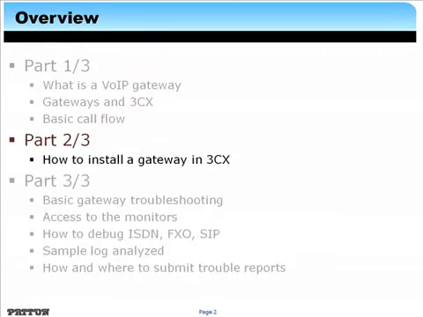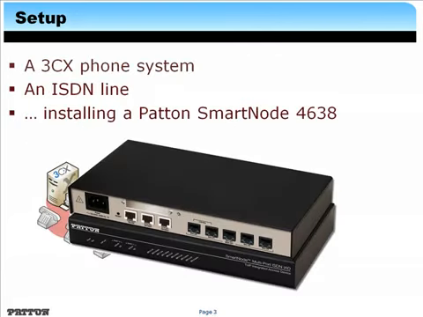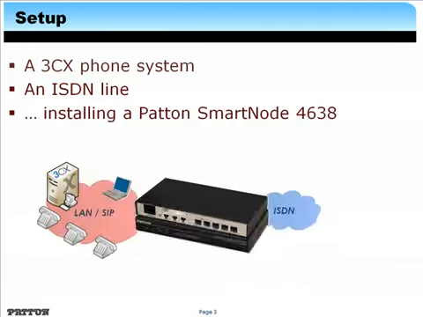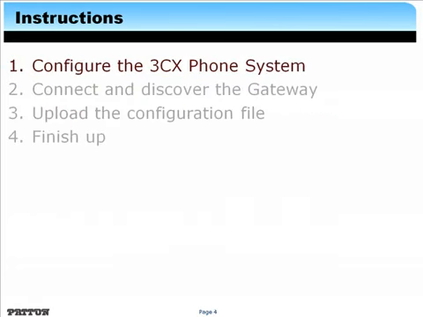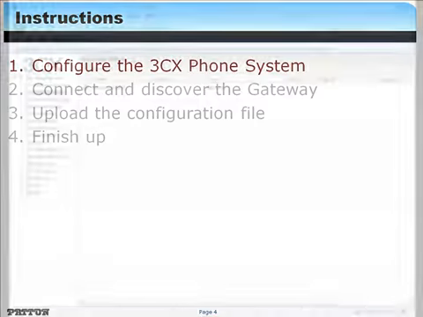Today, we're going to continue what we started in part 1. We are going to see how to install a gateway in 3CX. Before we start the live demo, let me show you the setup that we're trying to accomplish. We have a 3CX phone system, and we have an ISDN line. And between the two, we are going to install a Patton SmartNode gateway, which will convert ISDN to SIP and vice versa. So let's get started configuring the 3CX phone system for use with the gateway.